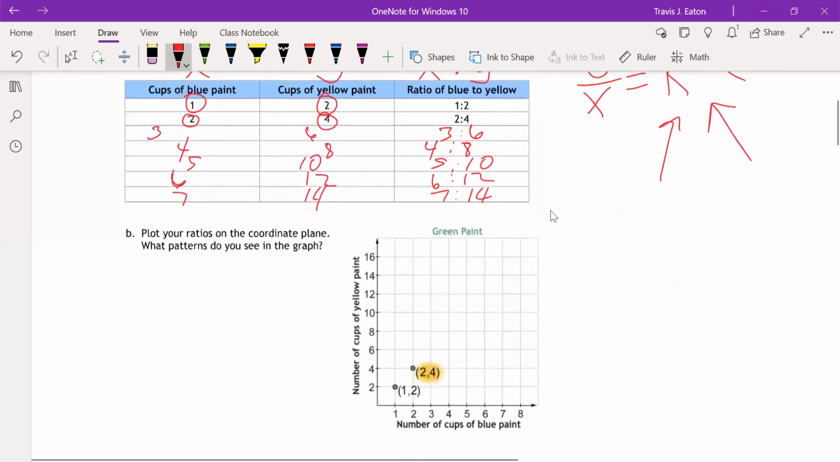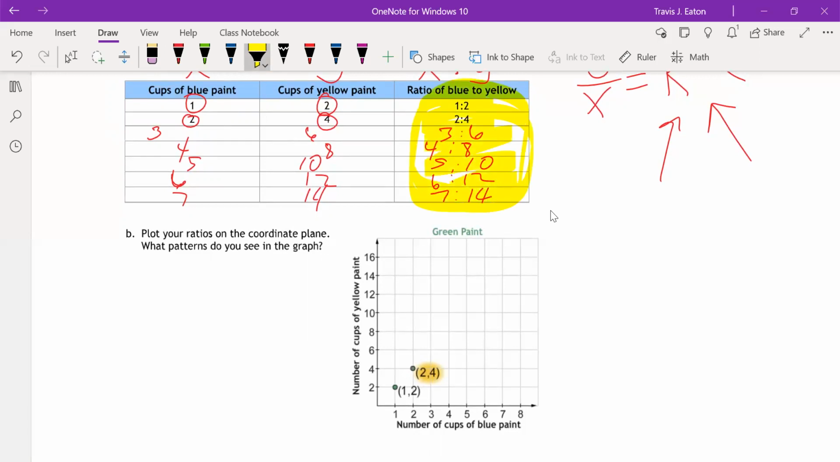Now, if we look at our graph here in part B, something I also want you to notice before we move on is that when we're looking at the ratio of blue to yellow, all these numbers in here, these could also be considered ordered pairs. You know how we write ordered pairs in XY combinations?